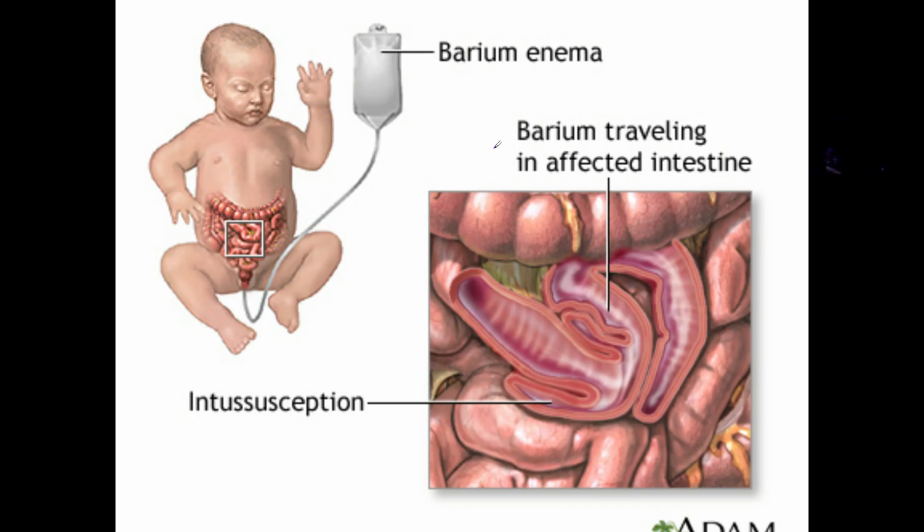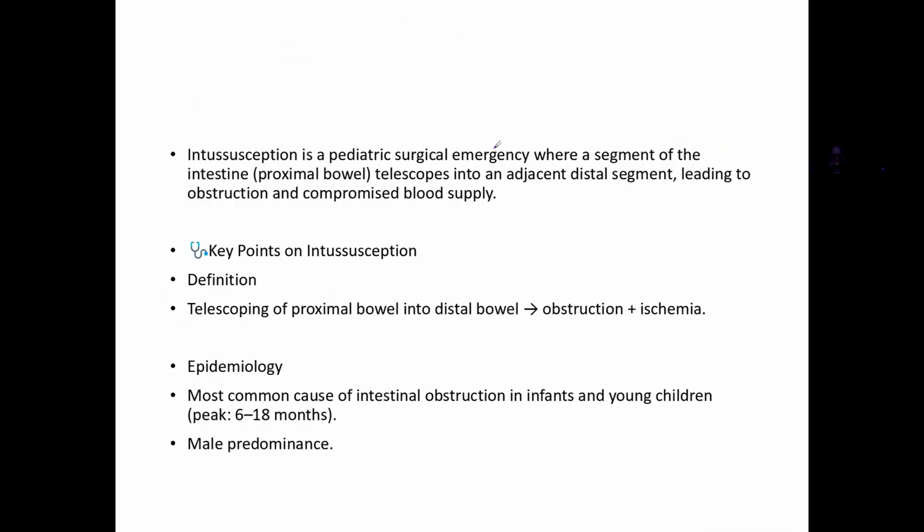It can lead to some compression on the blood supply, and in some parts of the intestines the blood supply can be cut off, and you have tissues also getting to die off and all of that. Okay, so it's a pediatric surgical emergency. This is when a segment of the intestine, that's proximal, is collapsing into the distal. So it can lead to obstruction, and of course blood vessels run in the wall of the intestine, so it could actually compromise the blood supply there.